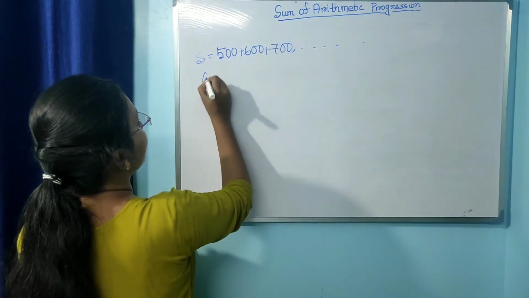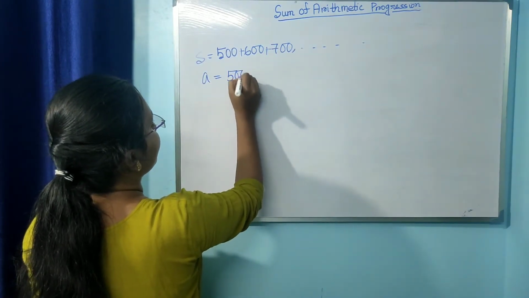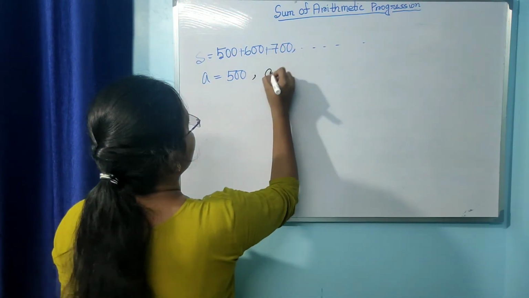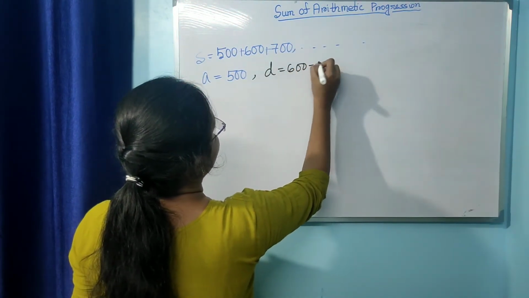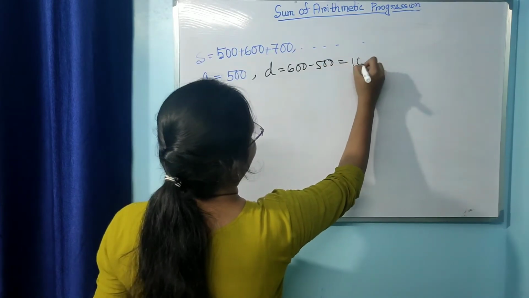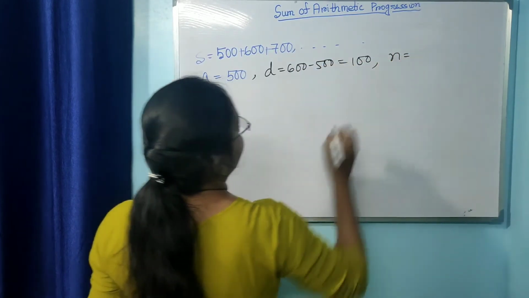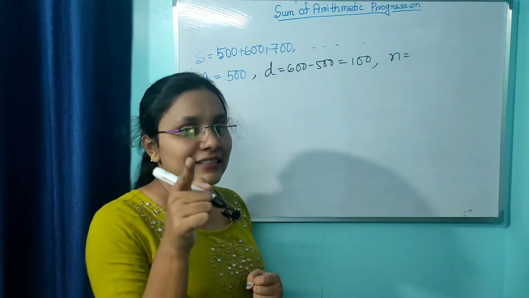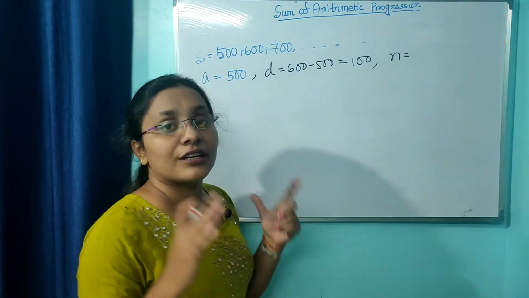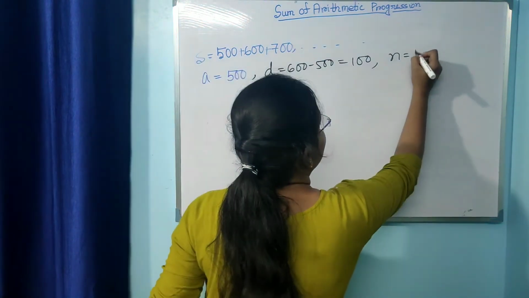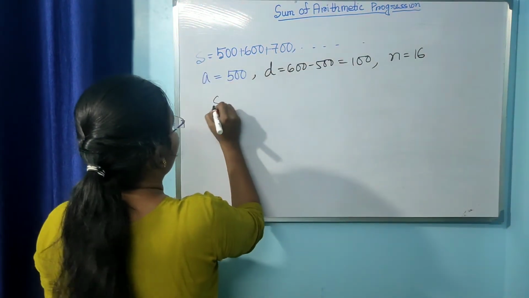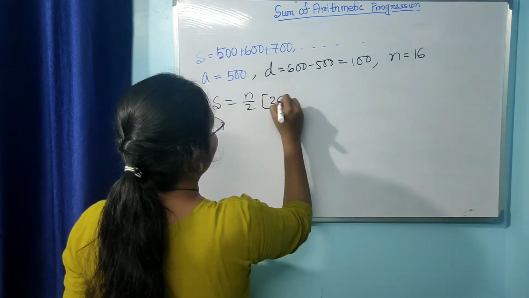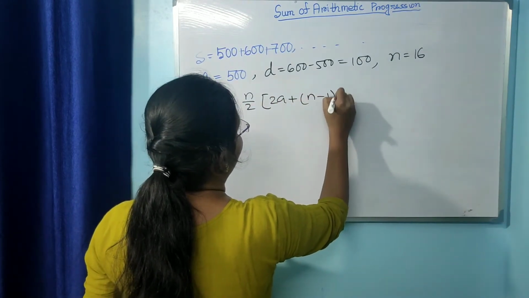So the first term a is 500 and the common difference is 600 minus 500, that is 100, and n, that means the total number of terms. What will be the total number of terms? See, you are 16 years old, so the total number of terms will be 16. Okay, so the sum will be, the formula is n by 2 into 2a plus n minus 1 into d.